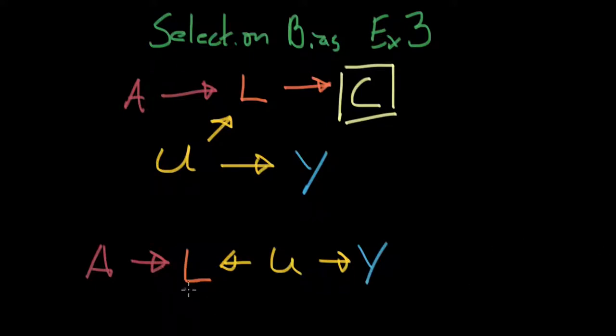Unfortunately not. The blocker is once again a parent of this collider, C, whether they stick around for the study, which has been conditioned upon. So this blocker no longer counts, and we get association between A and Y.